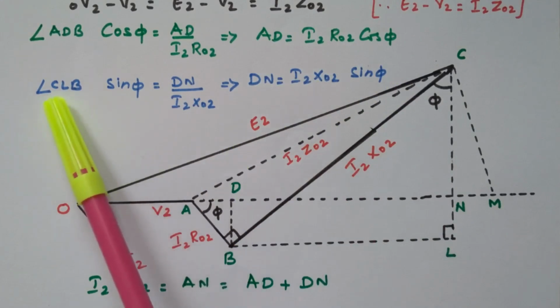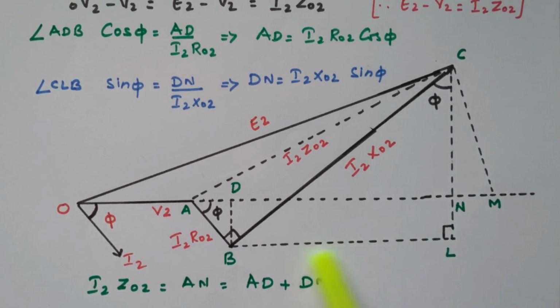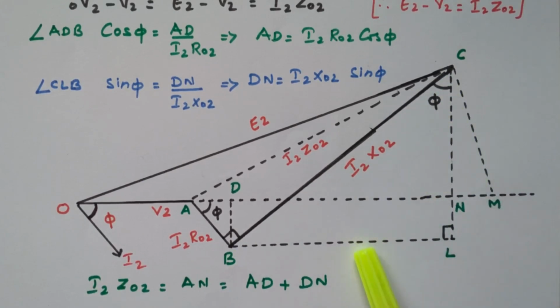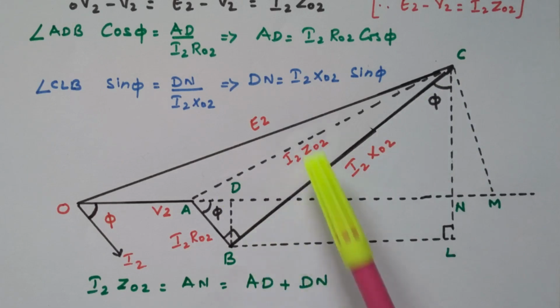From the angle CLB, in this triangle CLB, find the value of sin φ. Sin φ means opposite side divided by hypotenuse. The opposite side is BL, which is also equal to DN. DN and BL are both equal. So DN divided by hypotenuse, which is I2 X02. Right, so by cross multiplying, DN equals I2 X02 sin φ.